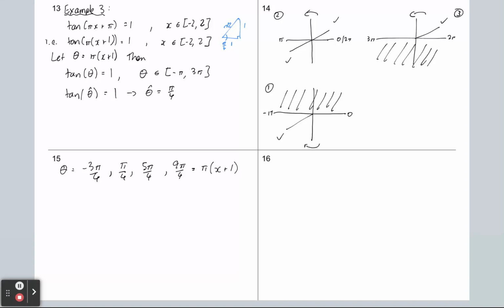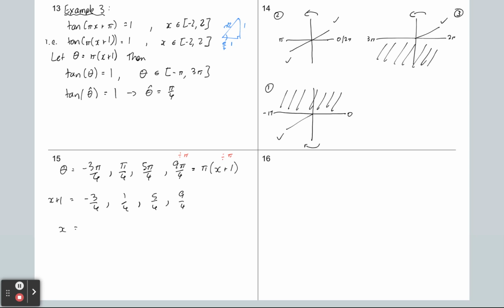Now, this is where it becomes really handy to have factorized out that pi first, because I'm going to divide both sides by pi, and that will nice and neatly just cancel out the pi's on the top. Okay, so I'm just going to go straight to that. So that will give me x plus 1 is equal to negative 3/4, 1/4, 5/4, and 9/4, like so.